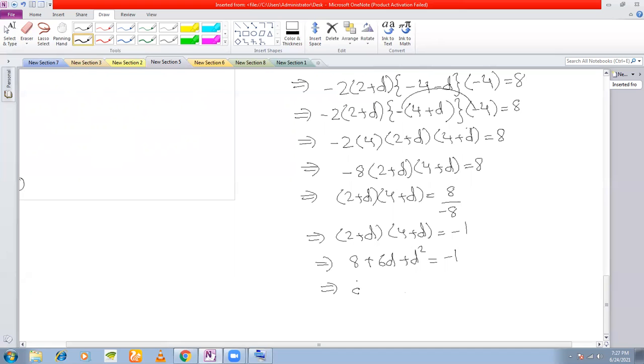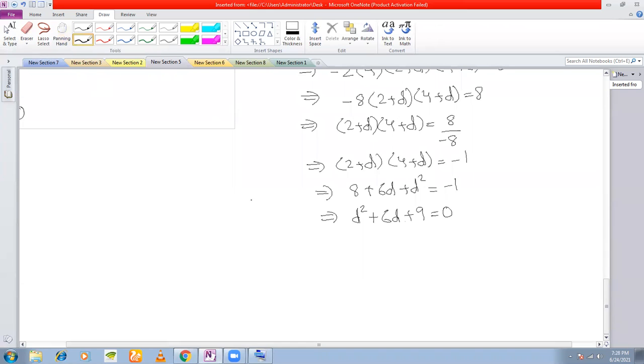You will get d square plus 6d plus 9 is equal to 0. Now you factorize this. How will you factorize this? See, this is a square, this is b square, twice ab. In fact, this is a perfect square. That means this is (d plus 3) whole square is equal to 0.